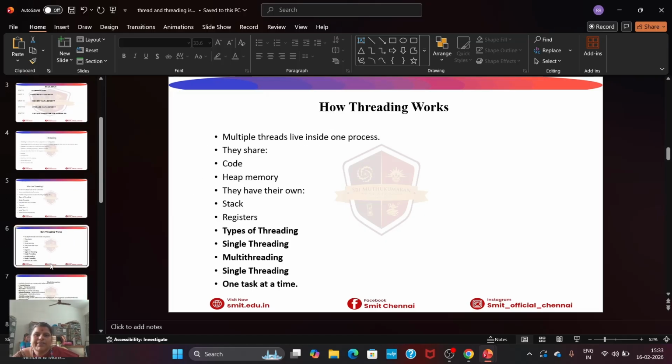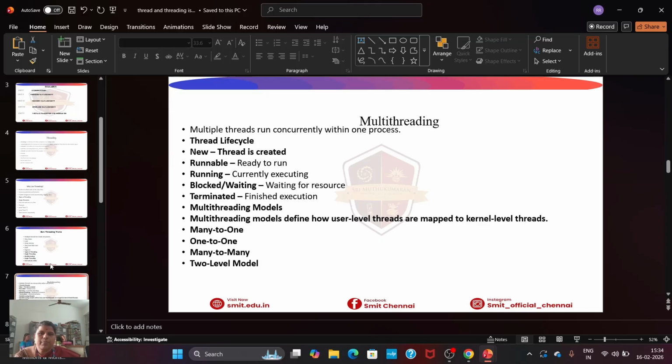Then how does threading work? Multiple threads live inside one process. They share code and heap memory, and each has its own stack and registers. Then types of threading: single threading is one task at a time, and in multi-threading, multiple threads run concurrently within one process.